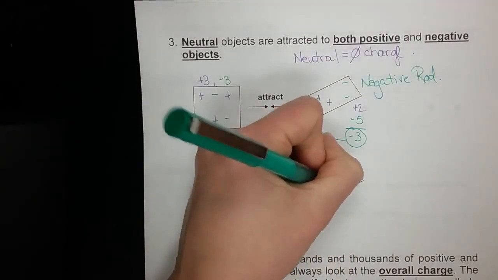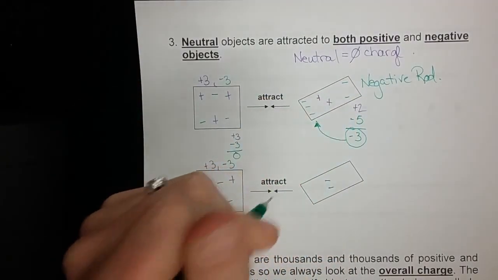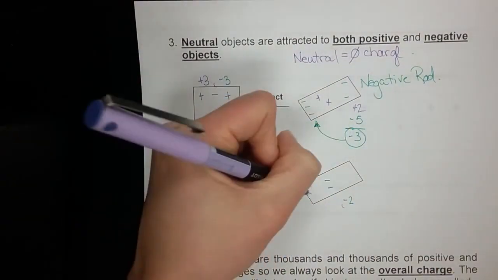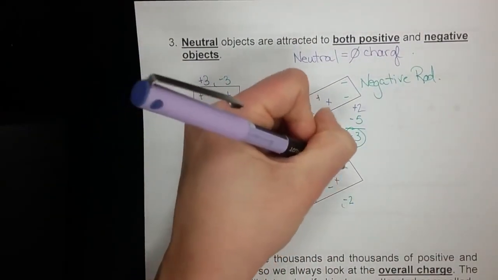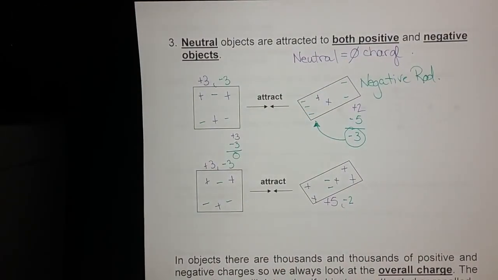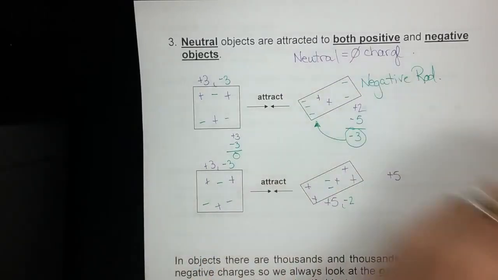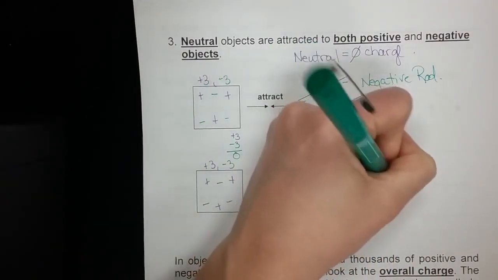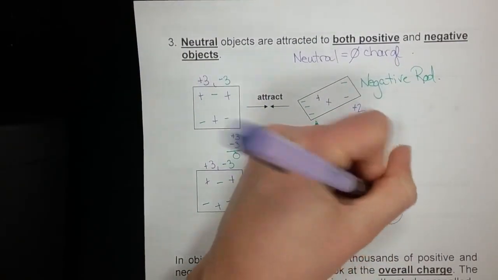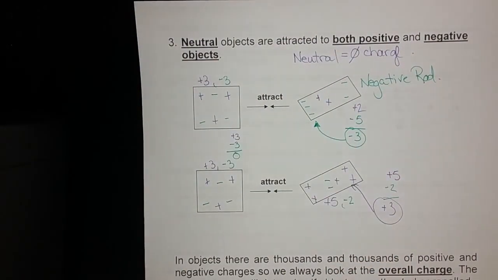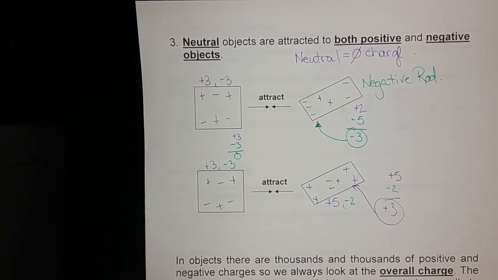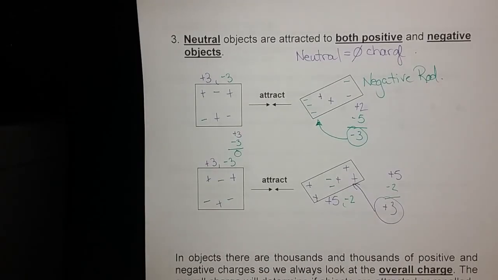And I'm going to give this rod -2. Okay, +5. So I have +5, -2. If I do the math over here, +5 take away 2 equals +3, giving this rod an overall positive charge. And this rod will now be attracted to this neutrally charged object.